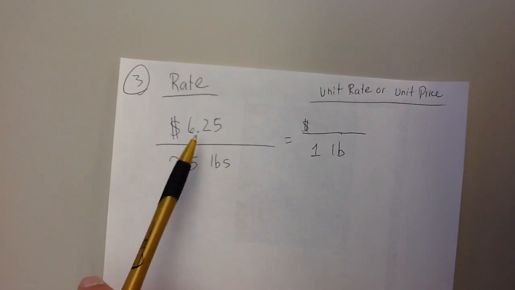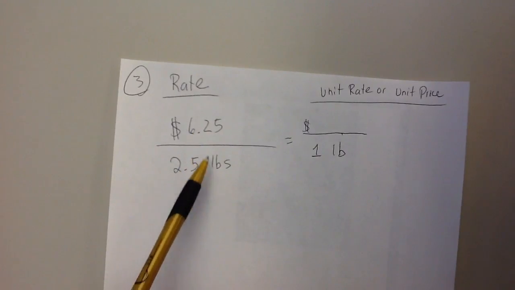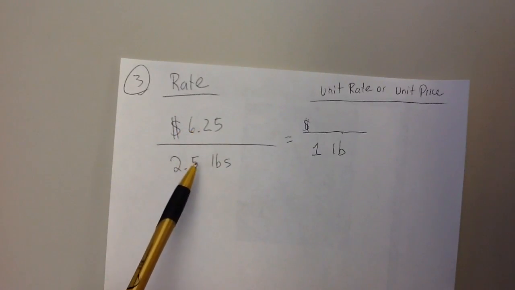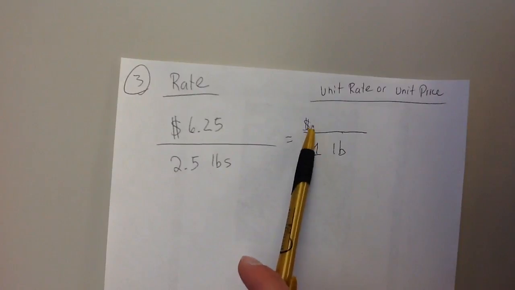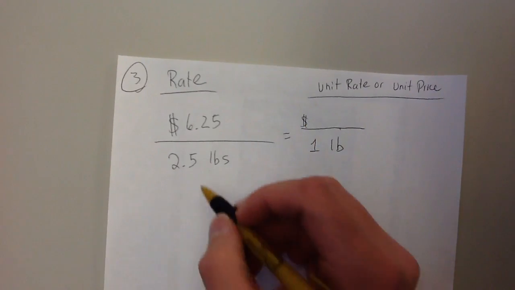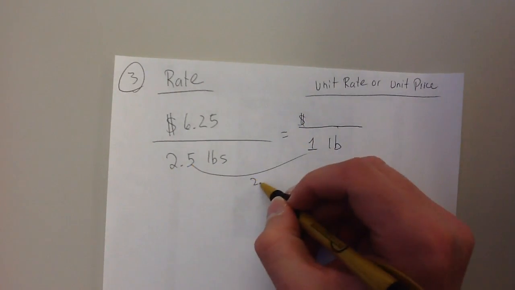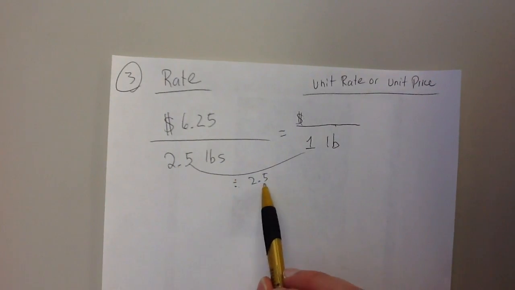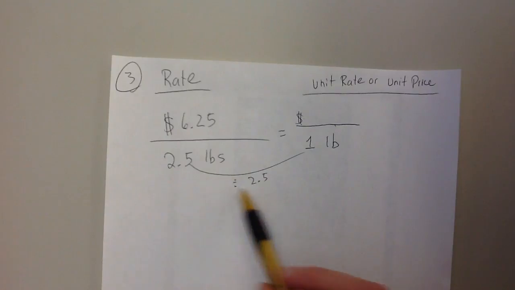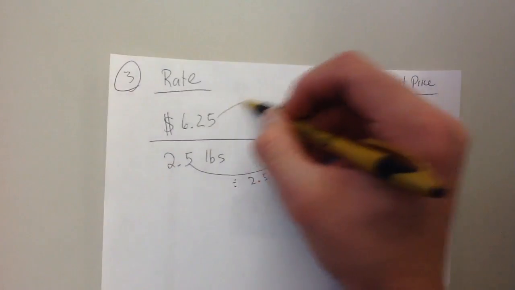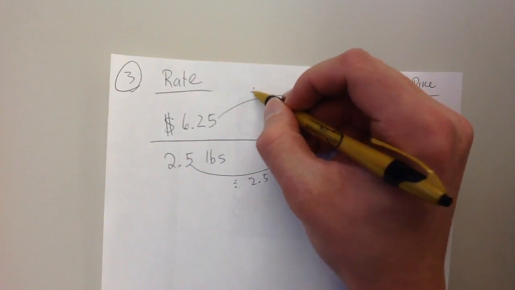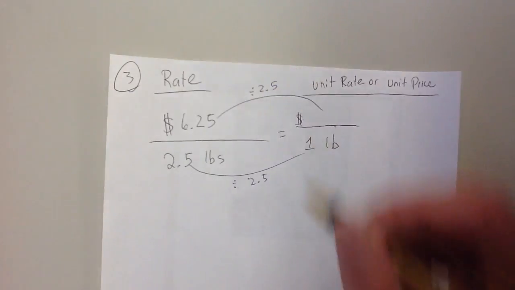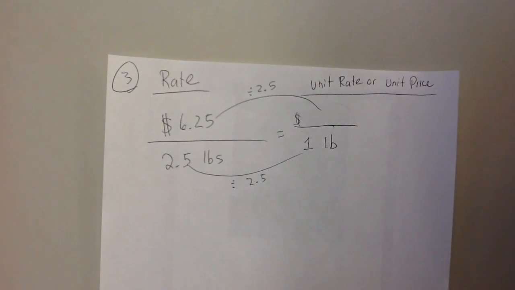Okay, so what I can do is like before in number 2, I take the top and divide it by the bottom. $6.25 divided by 2.5 will give me the amount of money it costs for 1 pound. Right? Because look what I'm doing here. I'm dividing 2.5 divided by 2.5 is 1. And so if I divide the bottom by 2.5, I do the same thing to the top. I divide $6.25 by 2.5 to get the cost per 1 pound.